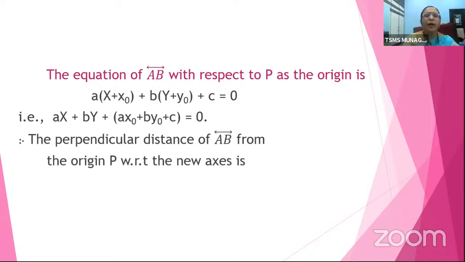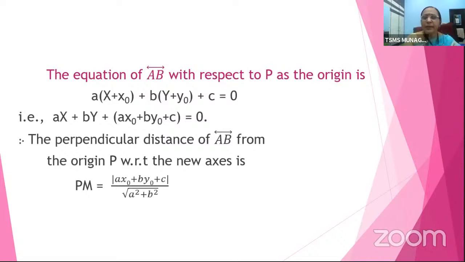Now, if you remember, the perpendicular distance of AB from the origin with respect to the new axes is modulus C by root A square plus B square. And here in the place of modulus C, we have got ax naught plus by naught plus c by root of a square plus b square, which becomes the perpendicular distance formula from a point x naught, y naught to the straight line ax plus by plus c equal to 0.